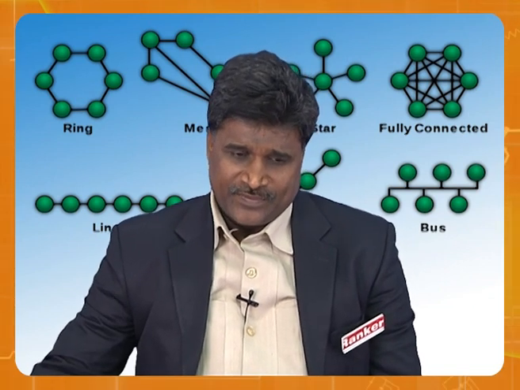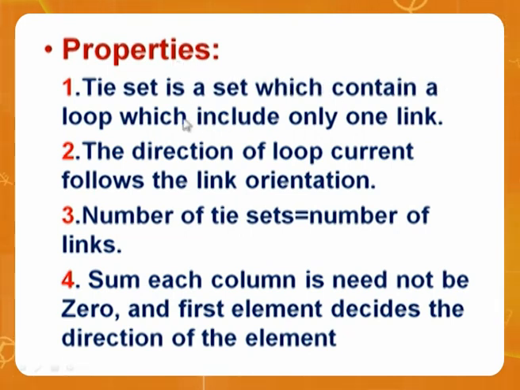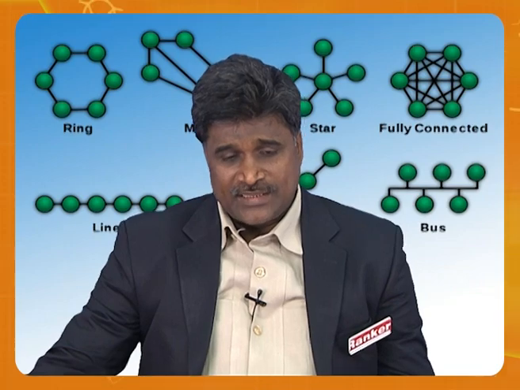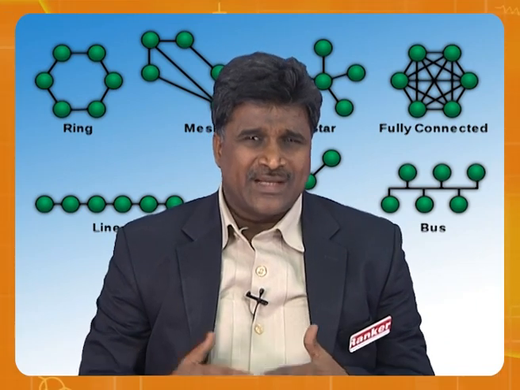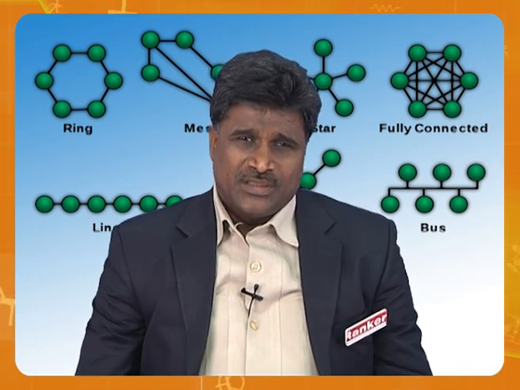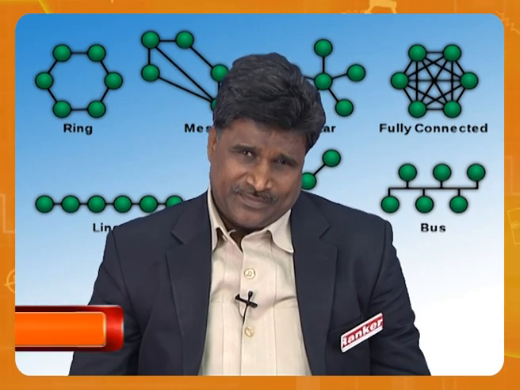These are the properties. A tie set is a set which contains a loop that includes only one link. In each, preferably one link is there. Then what is the direction? As I said, the direction of the loop current is the link current. Then the number of ties, how many? The number of links. You can take more also, but that will unnecessarily increase the complexity of the problem. Already in topology we are dealing with a high number. But please understand, we have to deal with more than 4 variables. But for illustration and for examination, for academic purpose, I am taking still 3 variables.